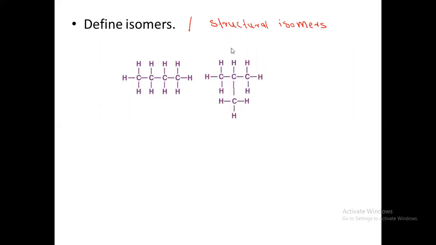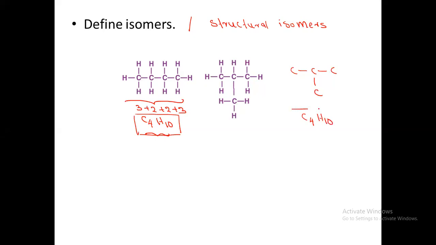If you see these two molecules, you can see that each contains 4 carbons. If you count the total hydrogen, this is 3 plus 2 plus 2 plus 3, so you have 10 hydrogen. So the molecular formula of the first molecule is C4H10. The second one also has 3 continuous carbons with a branch, that's the skeleton. So it's C4, and again if you count the hydrogen, it's H10, C4H10.